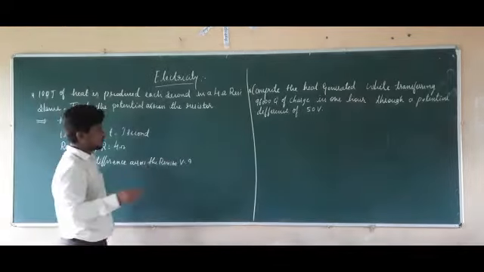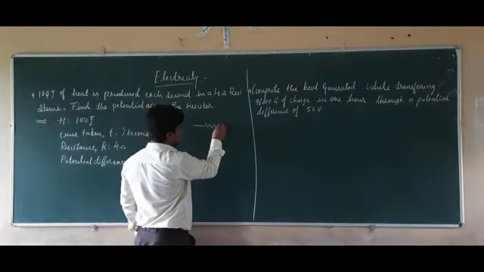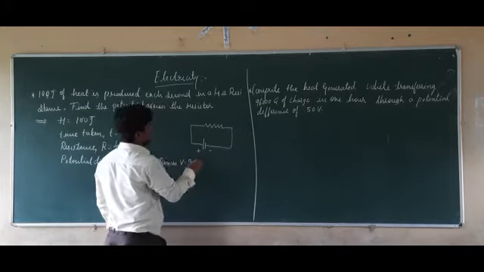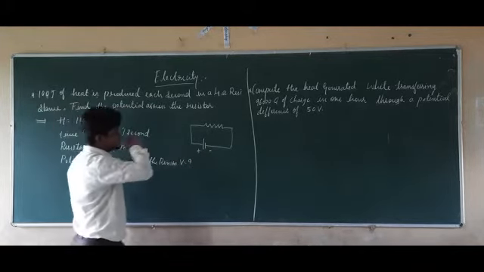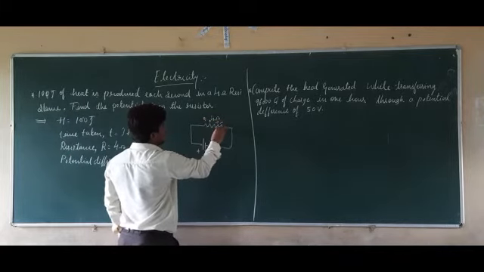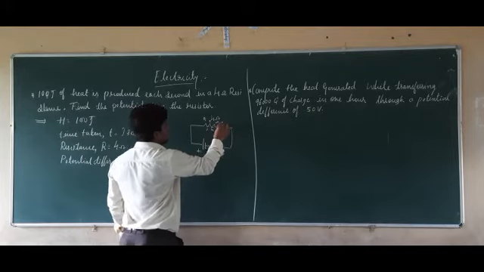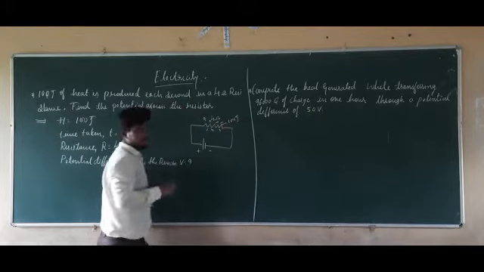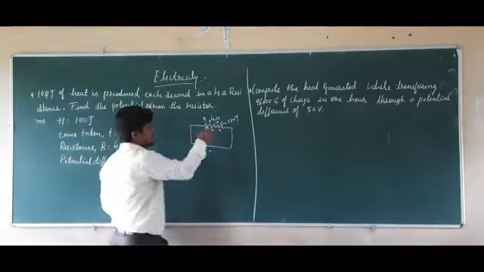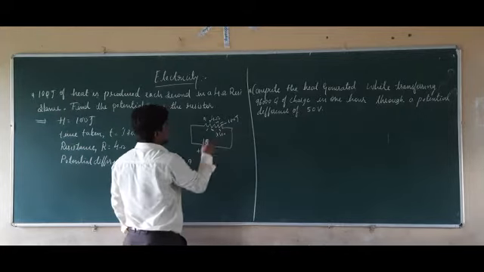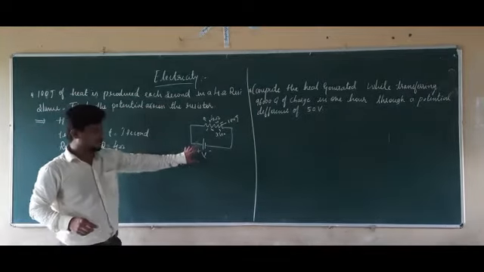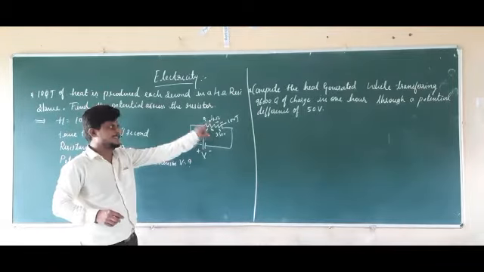So what is given here in the problem statement? A resistor which is connected to a supply, plus and minus. It has a resistance of 4 ohm. It is going to dissipate heat of 100 joules. The time taken for dissipating this much heat is 1 second. We have to calculate the value of this volt, the potential difference across this resistor.